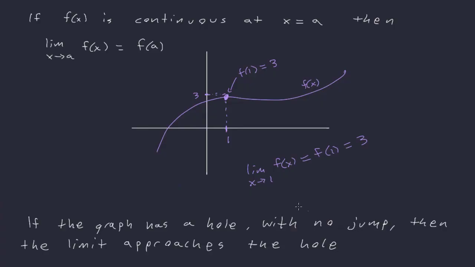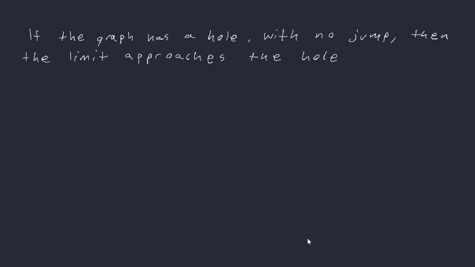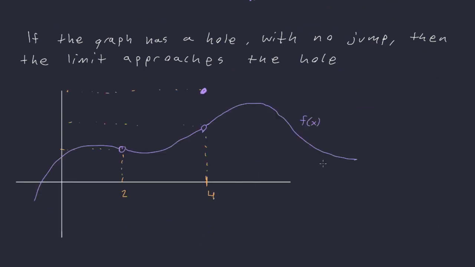Okay, on the other hand, if the graph has a hole with no jump, then the limit approaches the hole. That sounds odd. What does that actually mean? Let's say this is our graph here, and we have a hole here, but that looks like a jump, but this isn't actually a jump. This is what's called a removable discontinuity, because we've just removed a point from a continuous graph. In this case, all we've done is remove the point and move it up here.